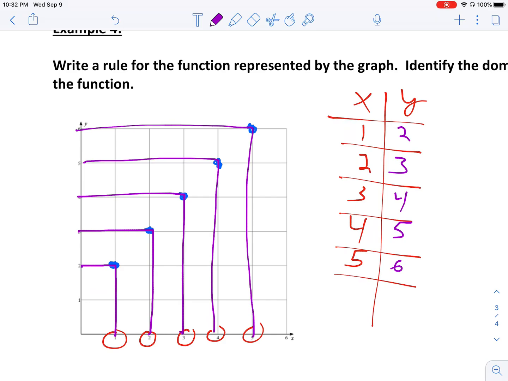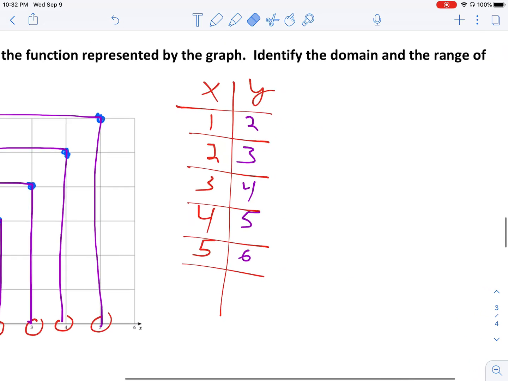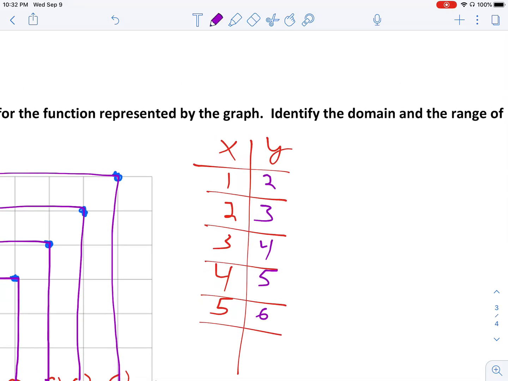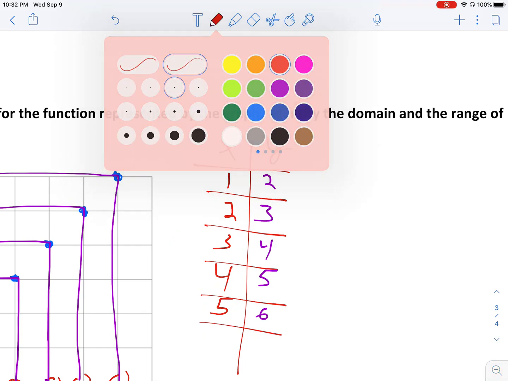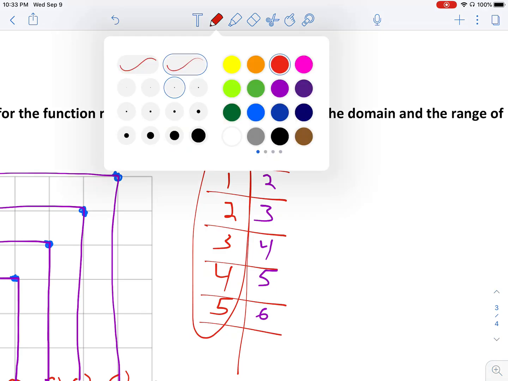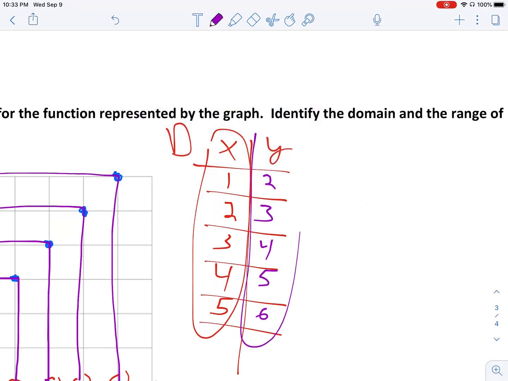From your table now you should see what you've got to write for the function. Well, first of all, let's identify the domain and range. All these values are your domain. All of these values are your range. Range is always y, domain is always x. Okay?